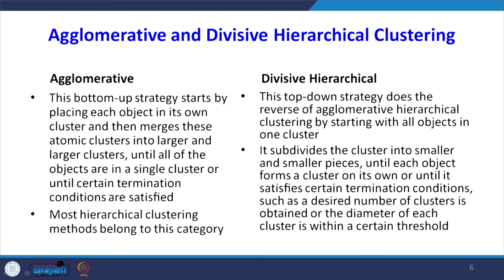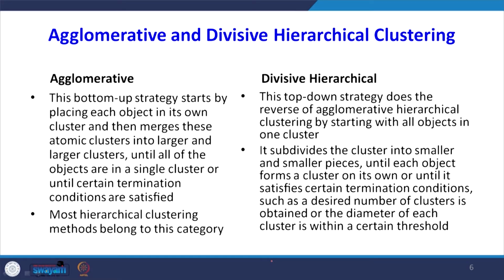Let us compare the agglomerative method versus the divisive method. Both are hierarchical methods. Let us see how they differ from each other. The agglomerative method, this is a bottom up strategy, starts by placing each object in its own cluster and then merges these atomic clusters into larger and larger clusters until all of the objects are in a single cluster or until a certain termination condition is satisfied. Most hierarchical clustering methods belong to this category.